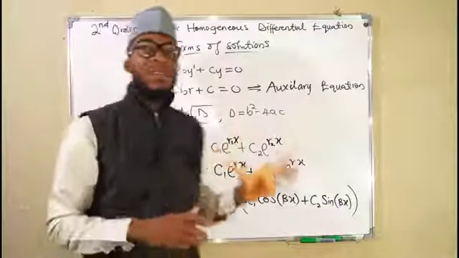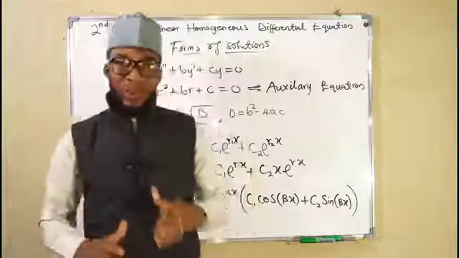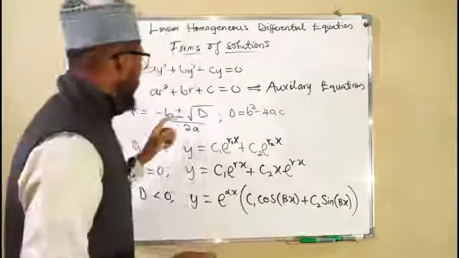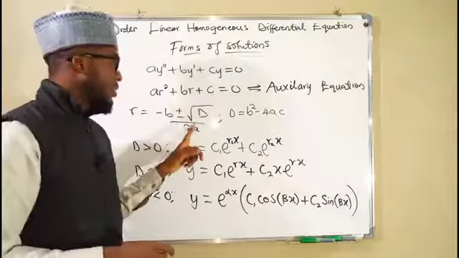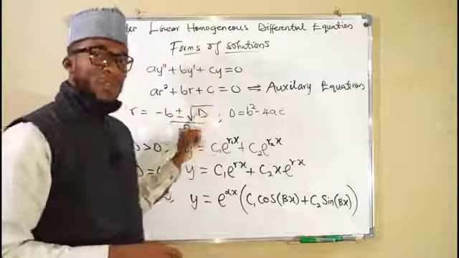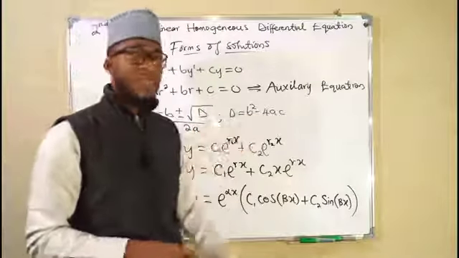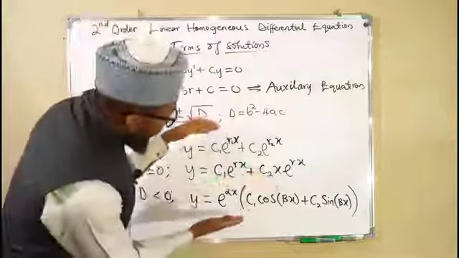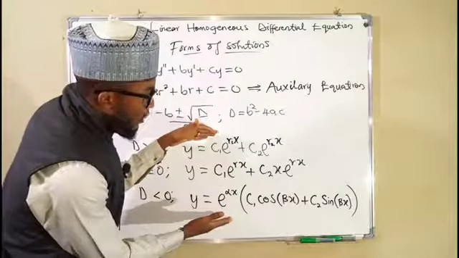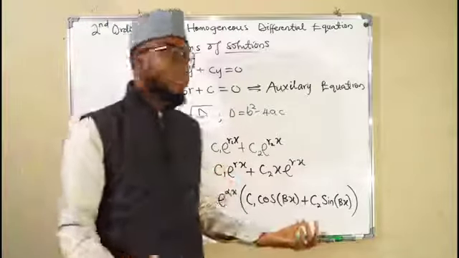So basically, any form of quadratic equation can be solved using the general formula, which is minus b plus or minus the square root of d over 2a, where d is our discriminant, b squared minus 4ac. So here are the different forms of solution that depend on the nature of our roots.